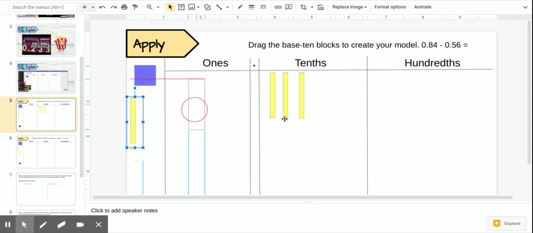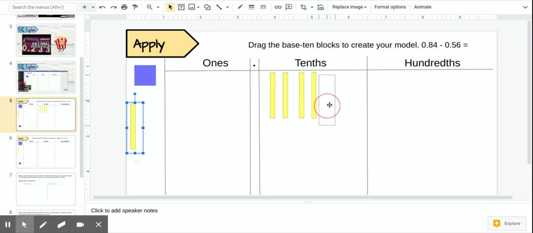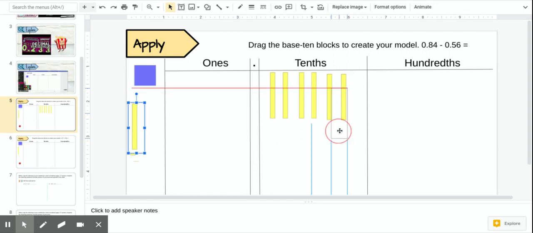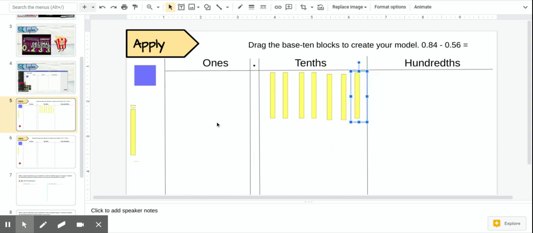We do that by looking at the place value. We have 0 in the ones place. We move over to the tenths place and it looks like we have 8. Remember that these blue squares represent our whole numbers, the ones. These skinnies represent our tenths, and these round red circles represent our hundredths. So again, if I have 8 tenths, that means I'm going to need 8 of these skinnies.